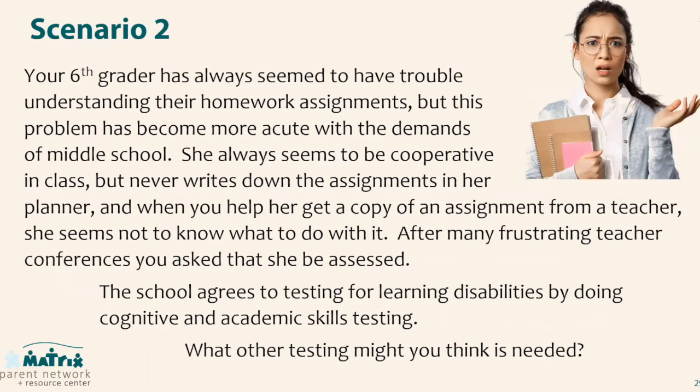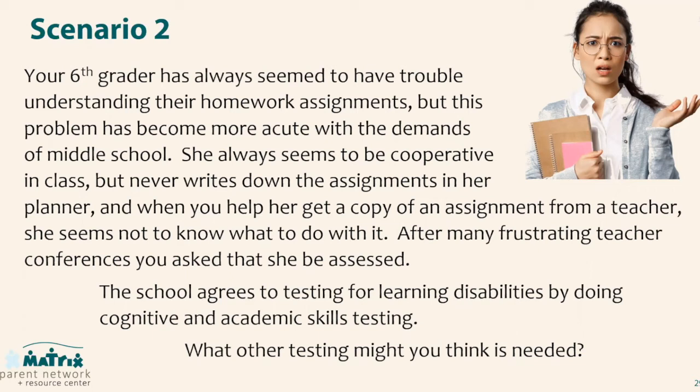So here's another scenario. You have a sixth grader and they seem to be having trouble with their homework assignments. And this has become more acute because they've now entered middle school and they're dealing with lots of different teachers and lots of different assignments. Your daughter always seems to be cooperative in class, but she never writes down her assignments in her planner. And when you help her get a copy of an assignment from a teacher, she doesn't know what to do with it. And so you've had many frustrating teacher conferences, and now you think, well, my child needs to be assessed. So the school agrees to test for learning disabilities by doing cognitive and academic skills testing. What other testing might you think is necessary?